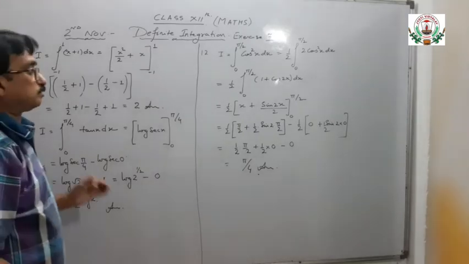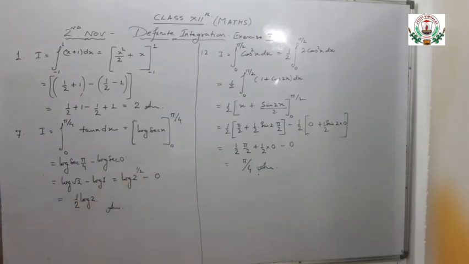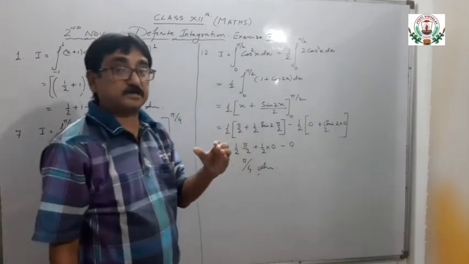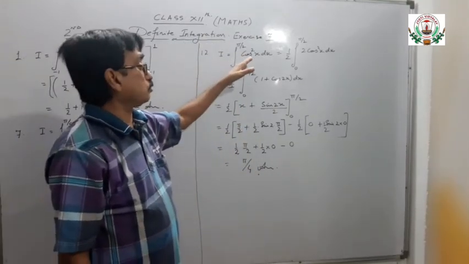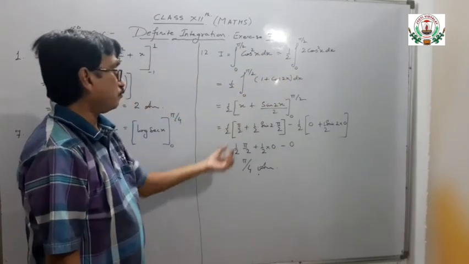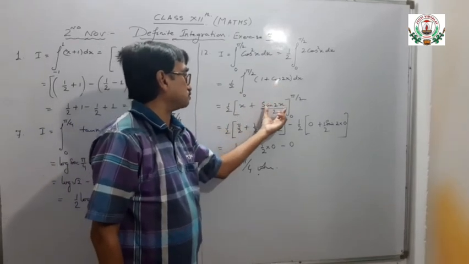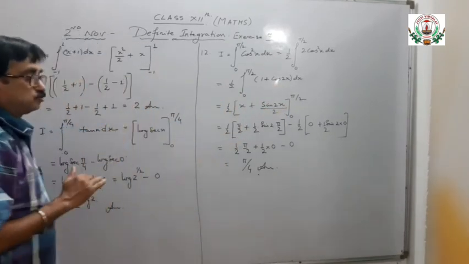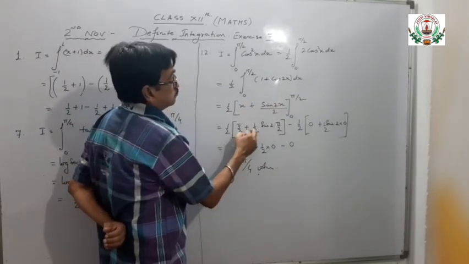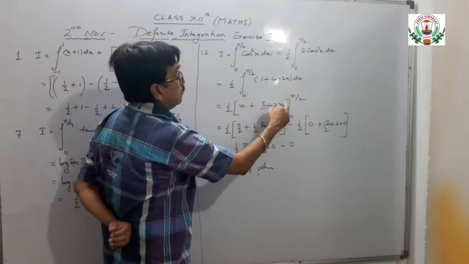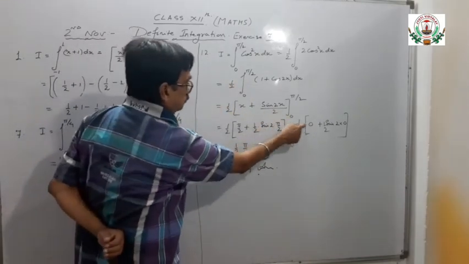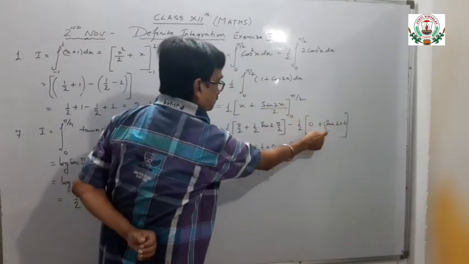Now let's come to question number 12. Integration 0 to pi by 2 cos square x dx. Whenever we are integrating cos square x, we multiply and divide by 2. So 2 cos square x is 1 plus cos 2x, by 2. Integration of 1 is x, and of cos 2x is sin 2x by 2. Now we substitute the upper limit: 1 by 2 x, upper limit is pi by 2, plus 1 by 2 sin 2 into pi by 2, minus, now we substitute the lower limit x equals 0: sin 2 into 0 upon this 2.